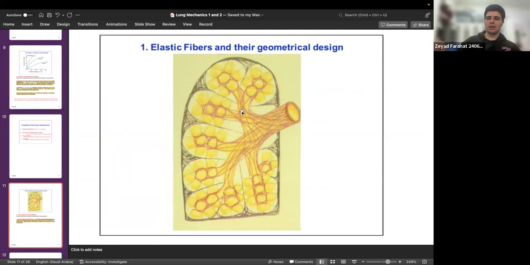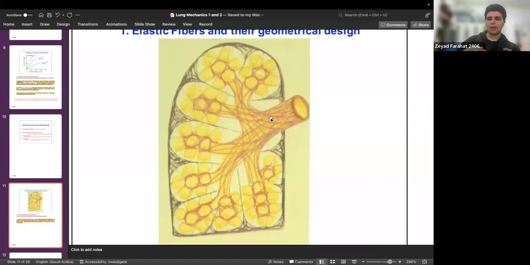Otherwise, it wouldn't go up and down. It would just be a box, fixed in place. It's not contracting. It's not expanding. It's just fixed in place. So the elastic tissue or the elastic fibers are what's giving it this leeway and making it able to expand and contract.